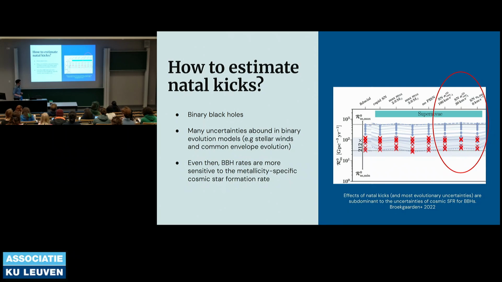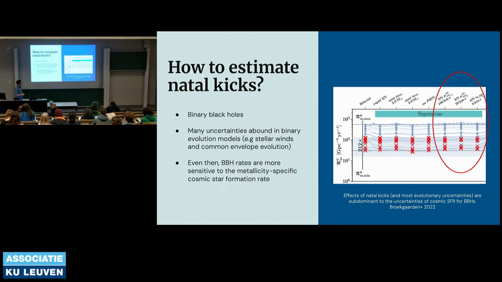And specifically for binary black holes, there's a study from Flora Broekgaarden from a few years ago. When you look at the effect of kicks and other evolutionary parameters on the merger rate of binary black holes, we find that the binary evolution effects in particular are not so impactful on the rate of binary black holes. There's a lot of uncertainties in the evolution, but it doesn't really translate to uncertainties in the merger rate.